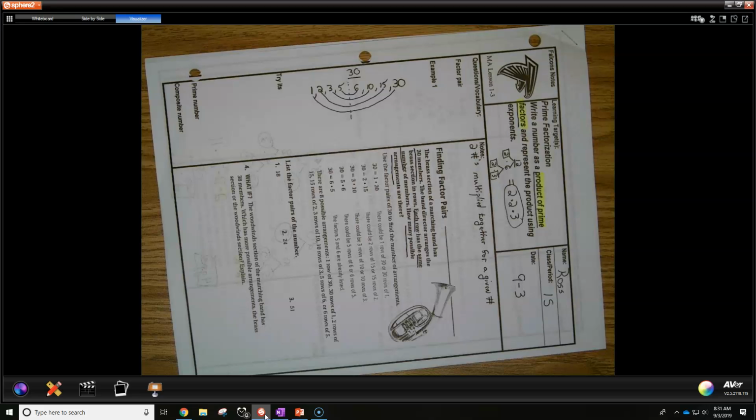What's a factor pair? 5 times 4. So 5 and 4 are factor pairs. Any questions on factor pairs? How about this? I want you to tell me, what is my given number?